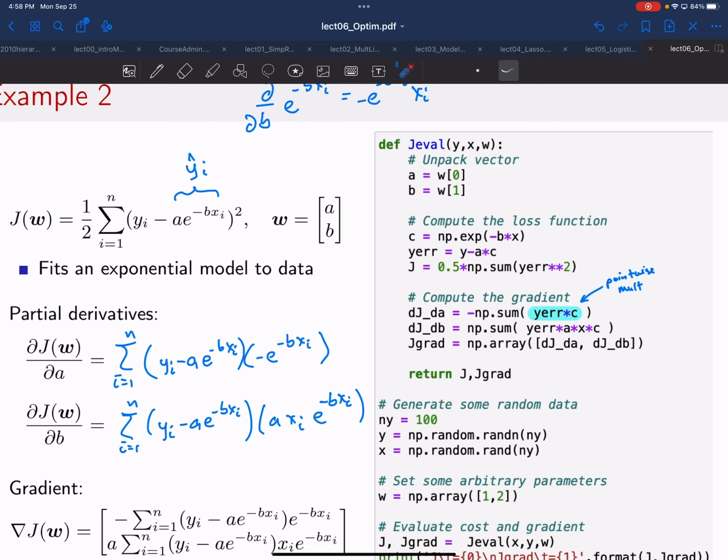Okay. Similar for this next term here, a little more complicated. We have our c term, have our x term, so that's going to be element-wise multiply. A is a scalar, and then y error is another element-wise multiply. So that's how we get this. Now we have these two scalars. We can pack them into a NumPy array, 2x1 array, and that's what we return. We return that gradient array and j.